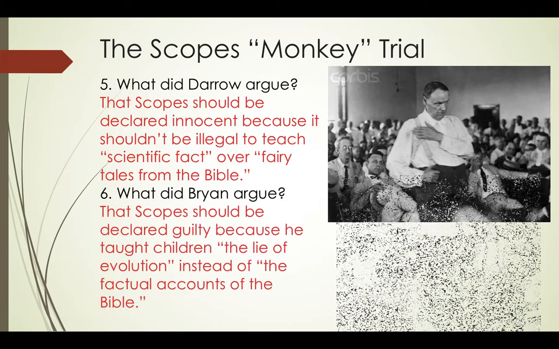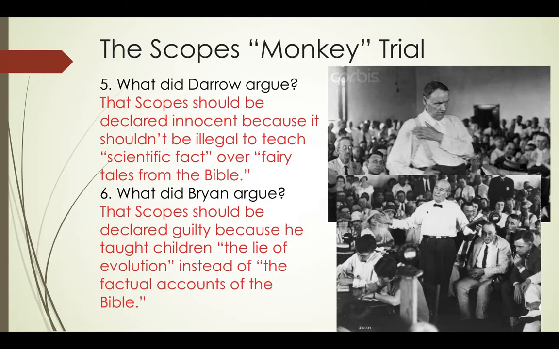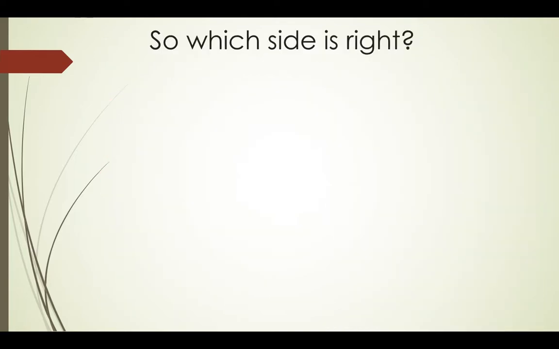And then William Jennings Bryan argued the exact opposite. He said that Scopes should be declared guilty because he taught children what Bryan called the lie of evolution instead of what he called the factual accounts of the Bible. So as you see here, these two positions could not have been more different. Both of these guys had very large personalities, alpha males, so to speak, and so it was a very entertaining trial, if nothing else.